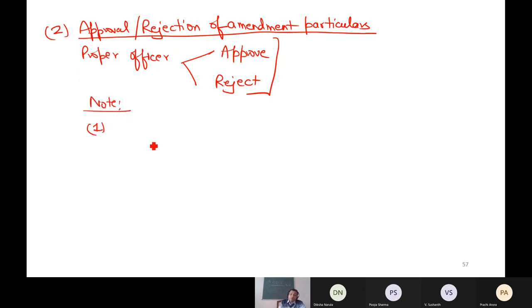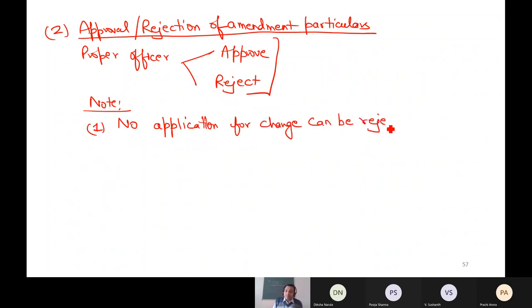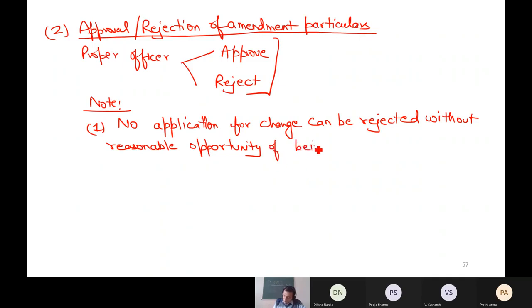First, no application of change can be rejected without giving you the chance. The officer cannot reject the application without you being given a chance to explain the change, without reasonable opportunity of being heard being given. This is the first point.